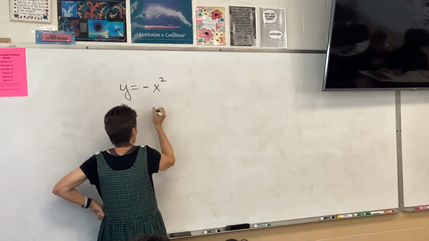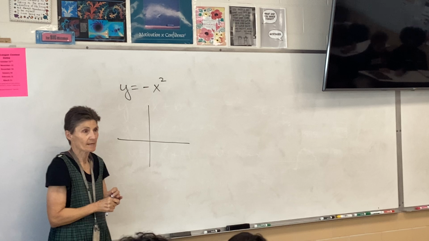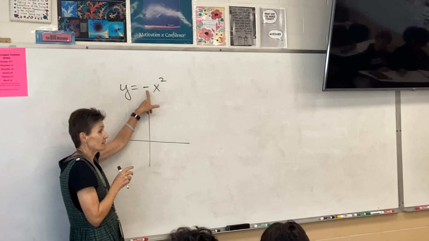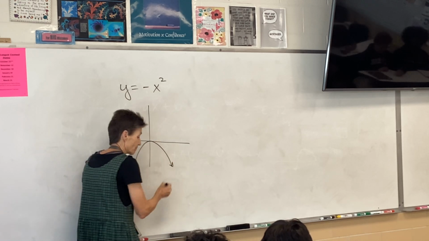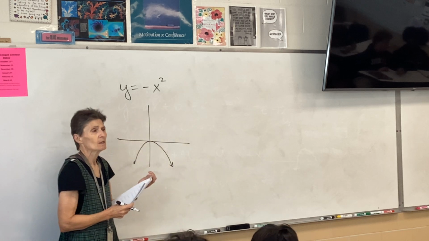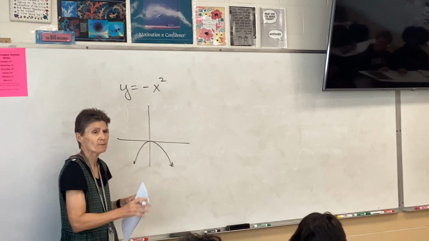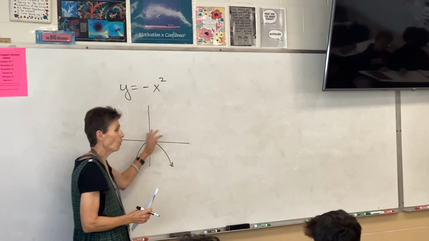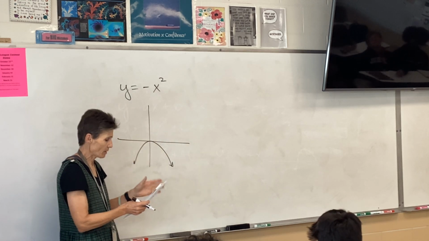Negative x squared. What does that look like? You should know. That's a parabola. Okay, so here's my picture. Now, let's answer these questions. Is this continuous? This is review from yesterday. Continuous? Yes, because the whole thing can be drawn without picking up my pencil, right?